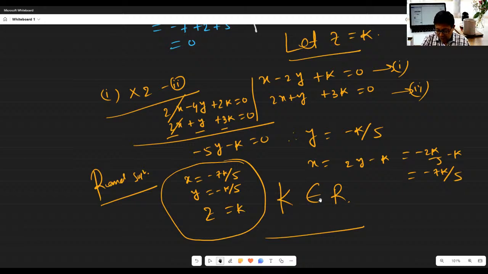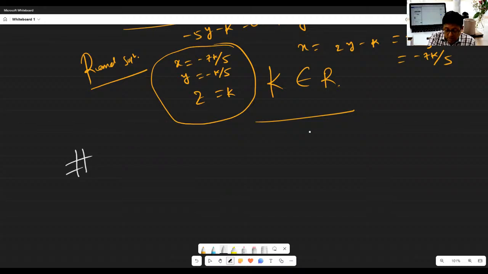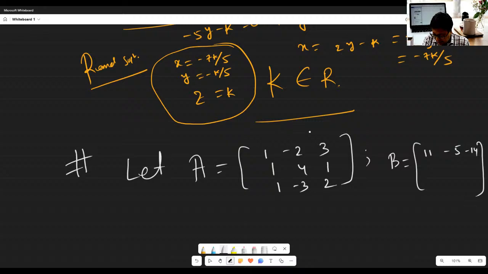I have a problem to discuss with you which is very important, which is not given in the textbook. Okay? This I am going to discuss. Before I leave it, we must solve it together. Let the matrix A, this is very, very important, and the concept is required everywhere. A equal to 1, 4, 1, 1, minus 3, 2, and B equal to 11, minus 5, minus 14, minus 1, minus 1, 2, minus 7, 1, 6.